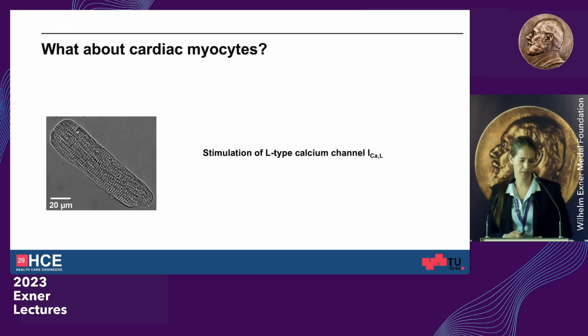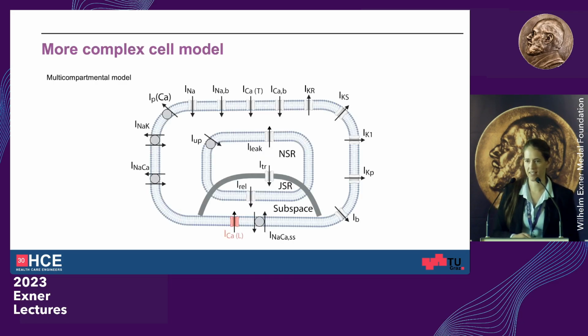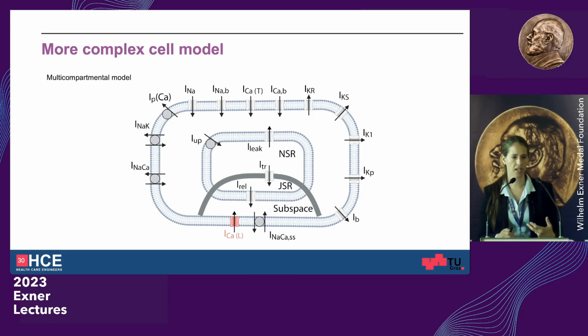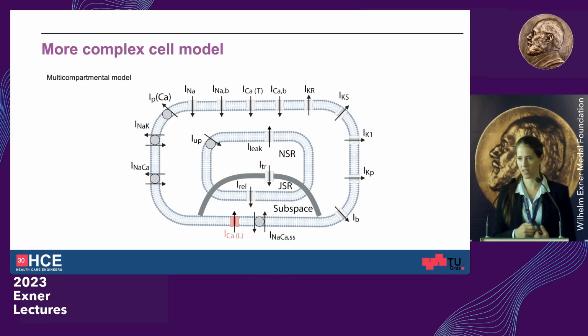Then we came up with the question: what about different cell types? Can they also be stimulated? For example, cardiac myocytes, where we were looking at a specific, very well-known channel, which is the L-type calcium channel, or ICaL. In this case, we have a rather sophisticated cell model. You can see here there's not only one single ion channel, as I showed you before for the HEK cells, but actually quite a few ion channels, pumps, and exchangers. We also used a multi-compartment model to take into account different local calcium concentrations.